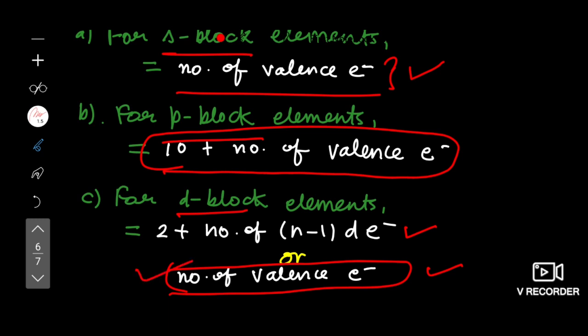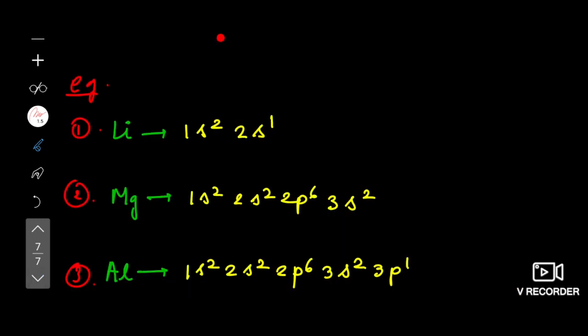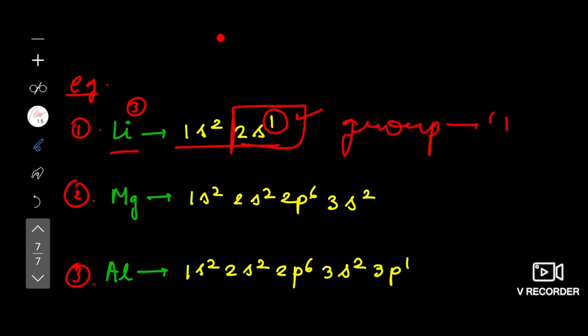Now take some examples to find the group number. The first one is lithium. Lithium has atomic number 3 and electronic configuration 1s2 2s1. Then this is the valence shell, and the valency is 1. This is the valence electron. The number of electrons in the valence shell is 1. Then the group for lithium is 1.